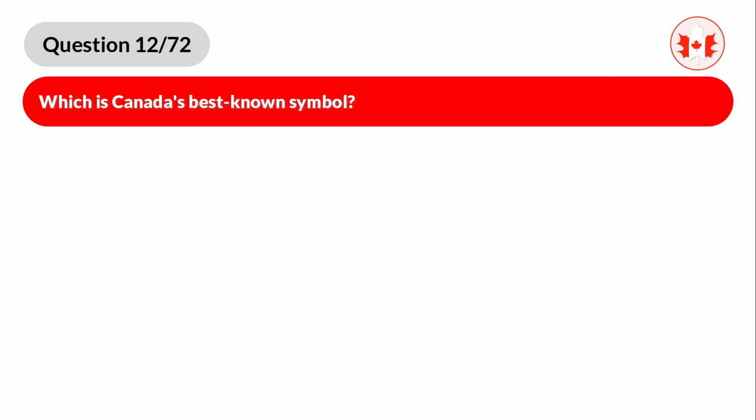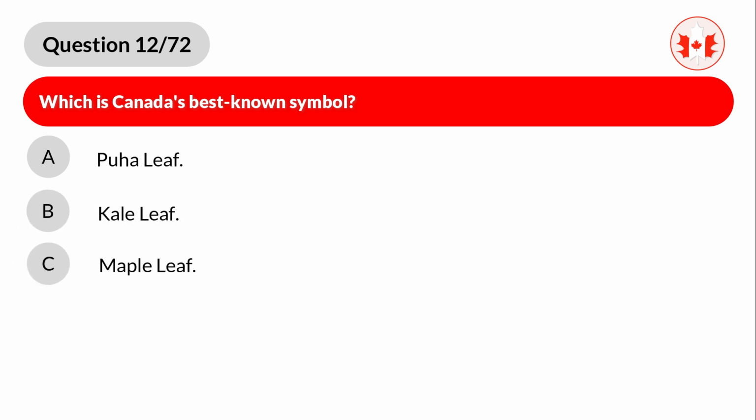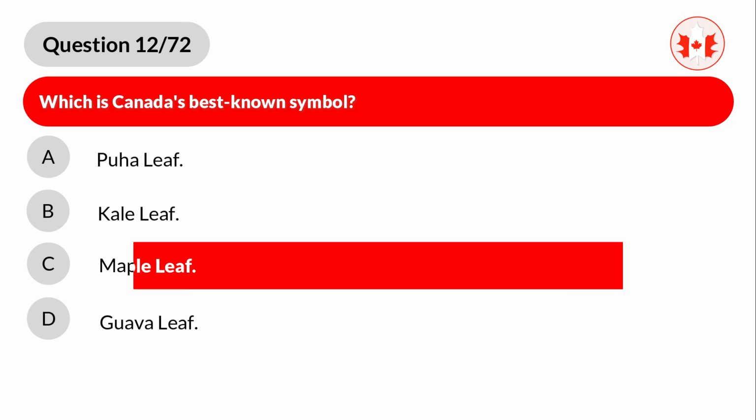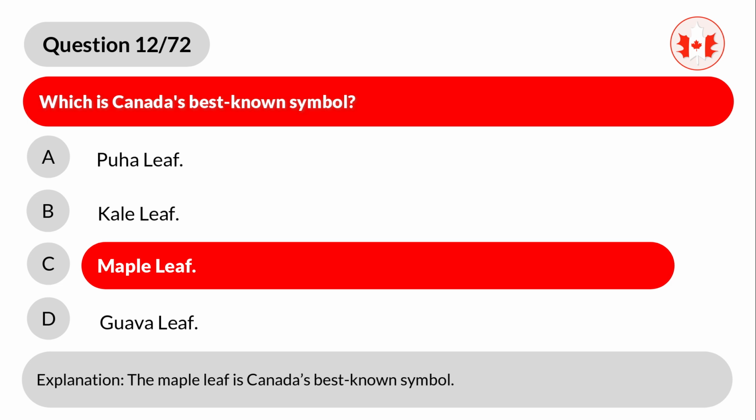Question 12. Which is Canada's best-known symbol? A. Puva leaf. B. Kale leaf. C. Maple leaf. D. Guava leaf. The correct answer is C. Maple leaf. Explanation: the maple leaf is Canada's best-known symbol.